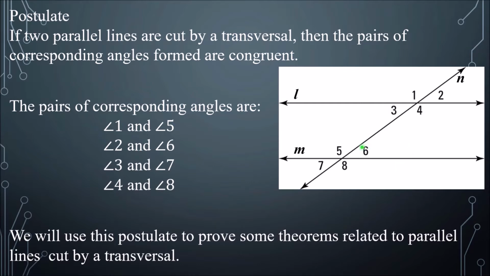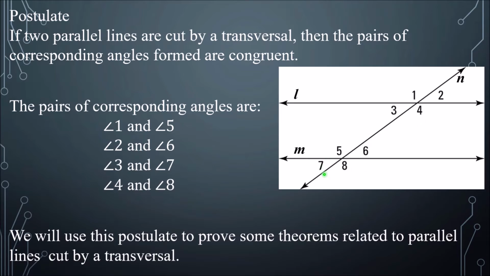Now, let's have the first postulate. If two parallel lines are cut by a transversal, then the pairs of corresponding angles formed are congruent. So that's the postulate, meaning to say we don't need to prove this, it is already true. The pairs of corresponding angles here are angle 1 and angle 5. As you can see, angle 1 looks the same as angle 5, so they are corresponding angles. Angle 1 corresponds to angle 5, angle 2 corresponds to angle 6, angle 3 to angle 7, angle 4 to angle 8.